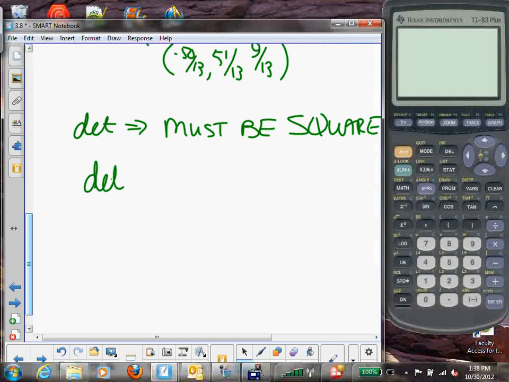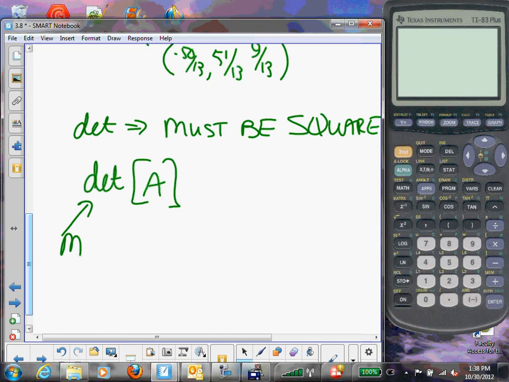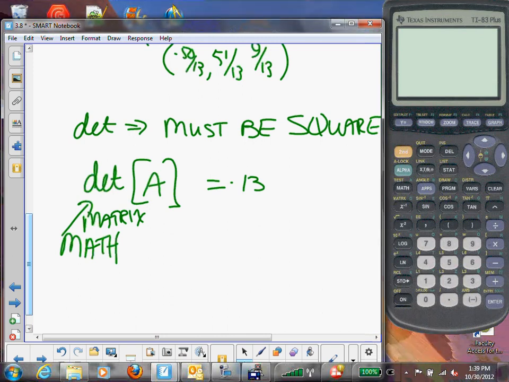So find your determinant button. Do you remember where that determinant button was? You find your determinant first. Where was that under? That was under the math key. It was under the matrix math, right? You went to matrix. So you hit the determinant, then you go to your matrix and hit A. And so then you hit enter and you get negative 13. So no longer do you have to do determinants a long way.